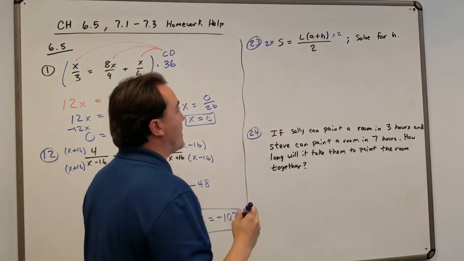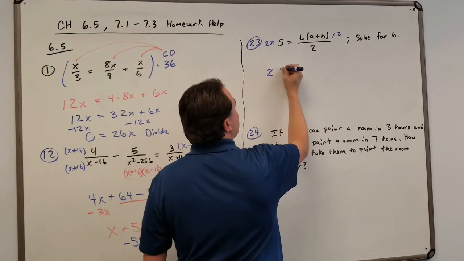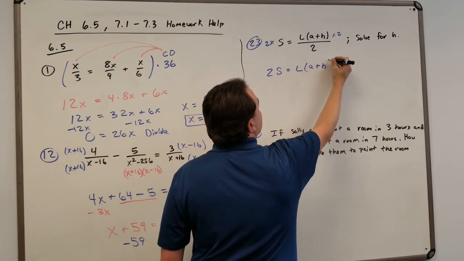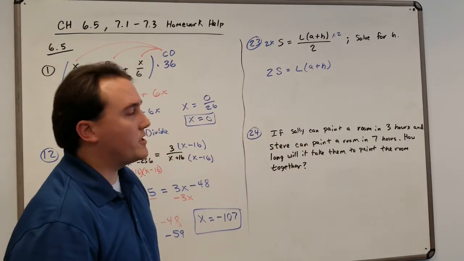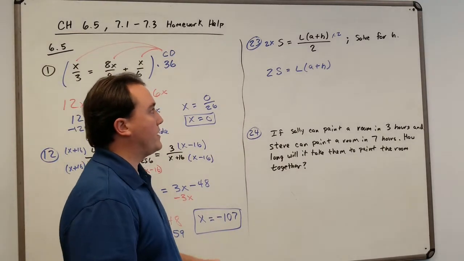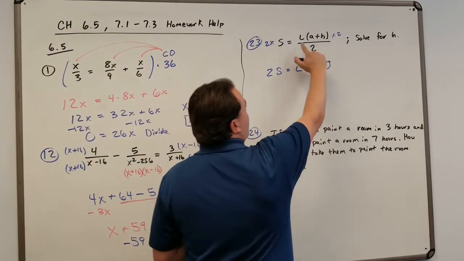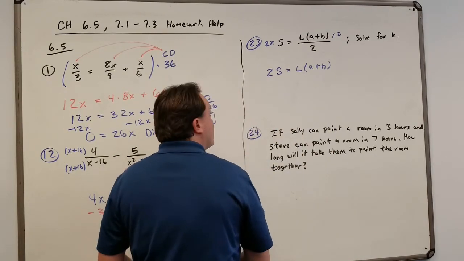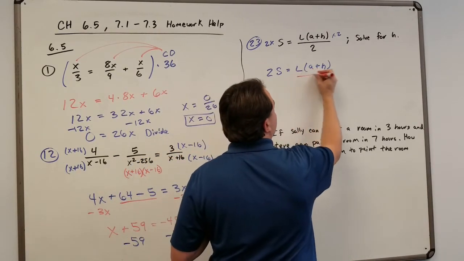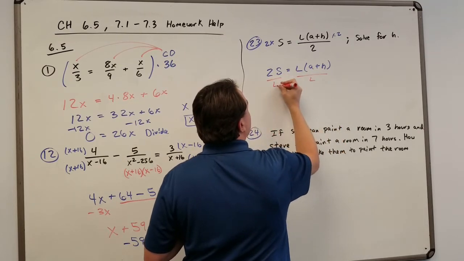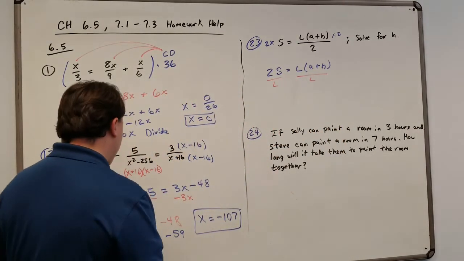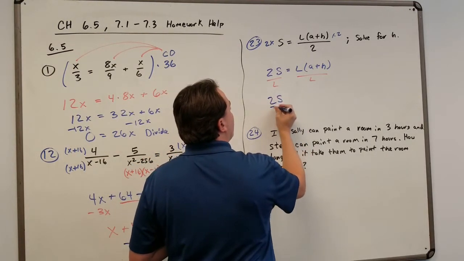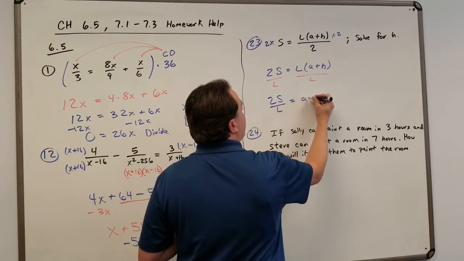So we have 2s equals L times A plus H. Notice I didn't distribute. Distributing would actually make this harder, so don't do that. If we're solving for H, we're going to want to move the L here by dividing it. So we divide by L on both sides, and we get our next step. We have 2s over L equals A plus H.